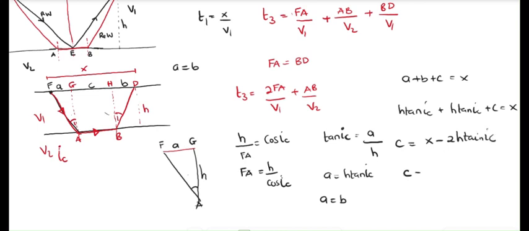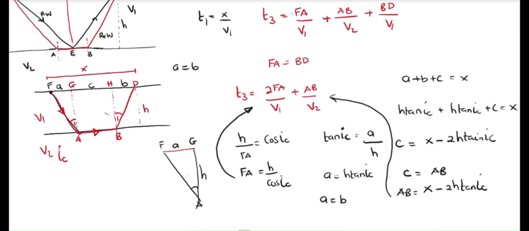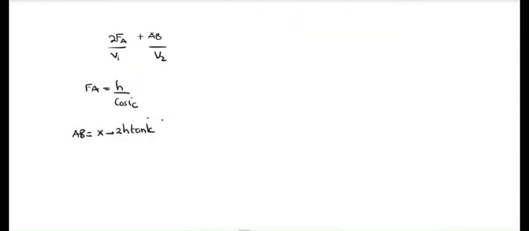And that my C is equal to what? My AB. So I can see that AB is equal to X minus 2H tan IC. So if I have these parameters, I can substitute this into this, and I can also substitute this into this. So with these things in place, we can put them here. So this is equal to our T3.